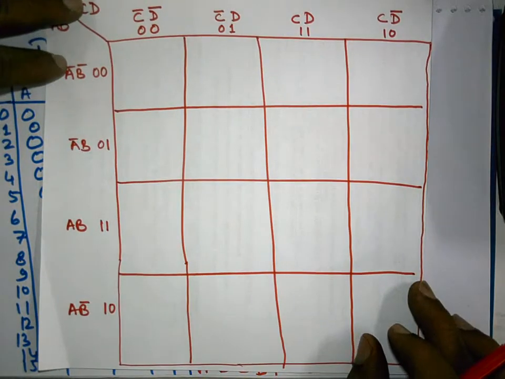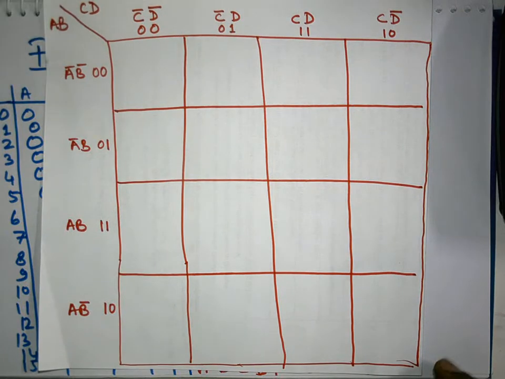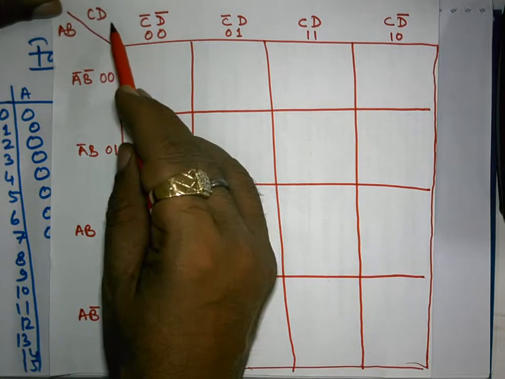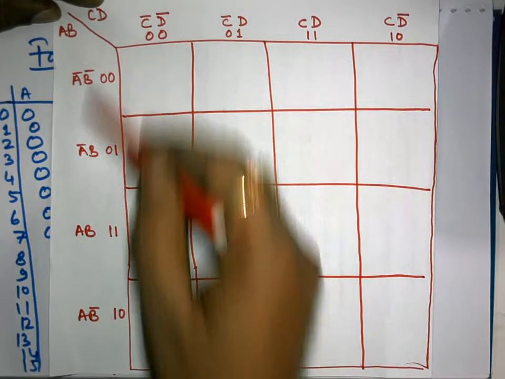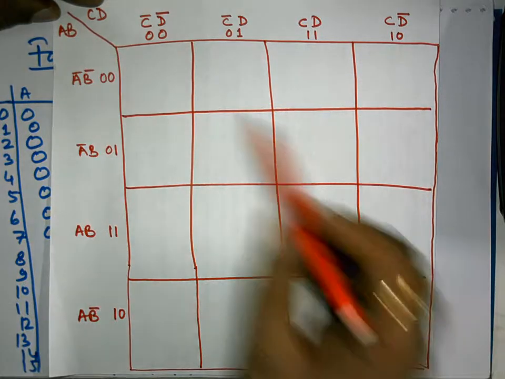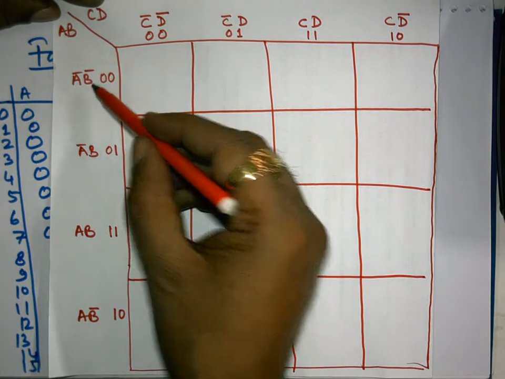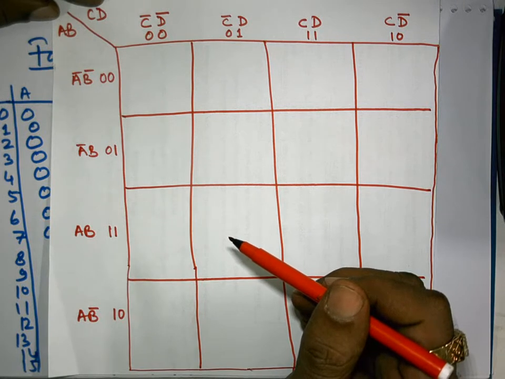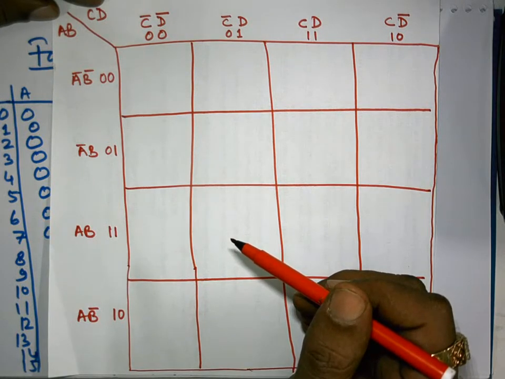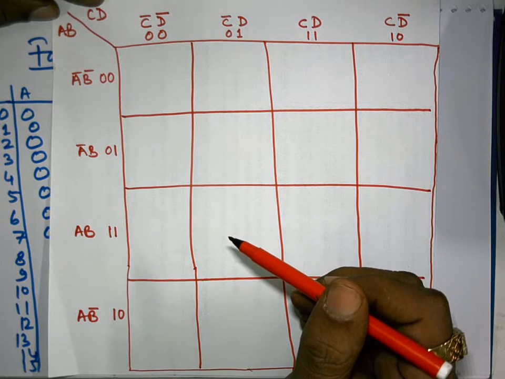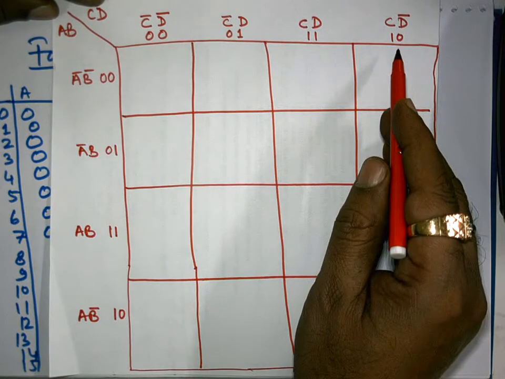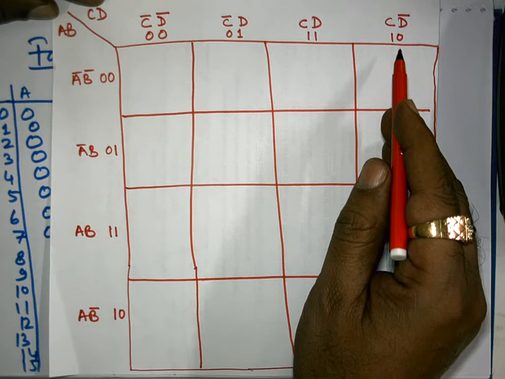I have already made a 4 variable map like this, in which I have placed the CD variable at the column side to vary and AB variable at the row side to vary. And these are the possibilities for AB: A bar B bar, A bar B, AB and AB bar. They are placed in this way just to make a single variation while roaming from one row to other row.